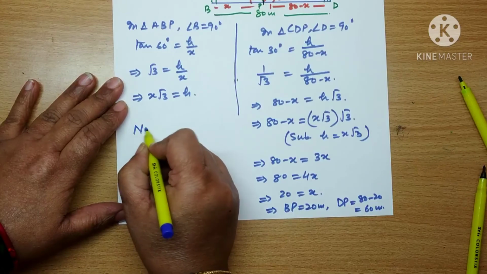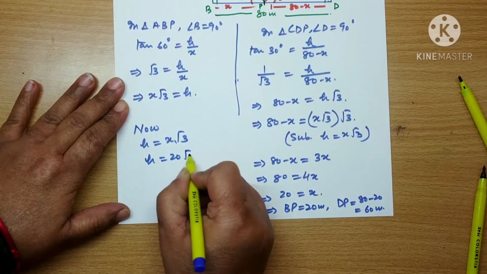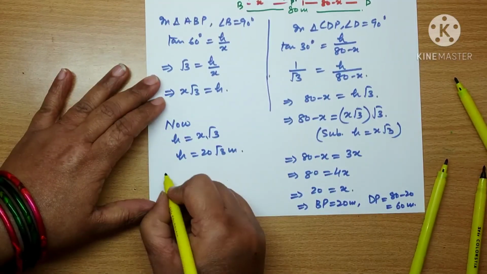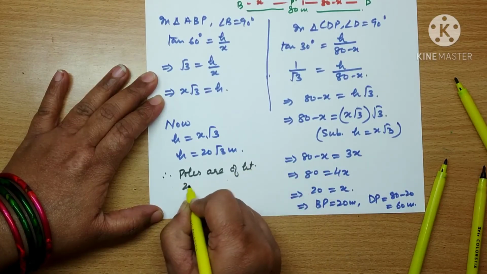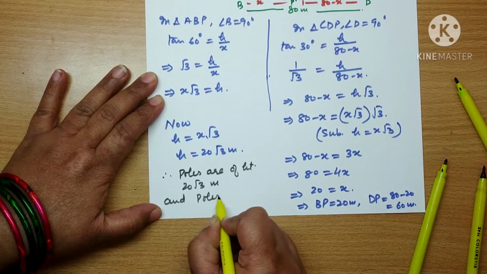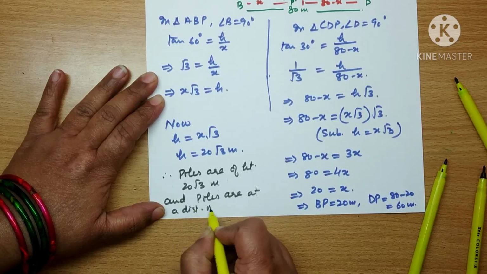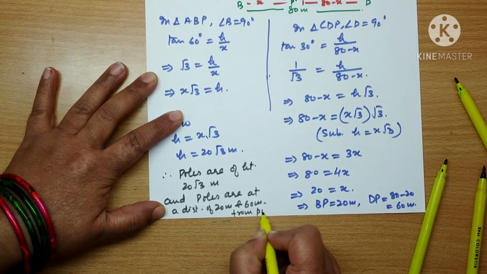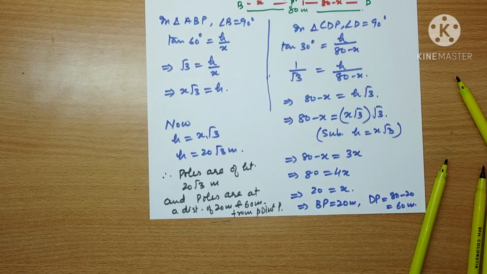Now h is x root 3, so h is 20 root 3 meters. So let us write the answer statement. The poles are of height 20 root 3 meter, and the poles are at a distance of 20 meter and 60 meter from point P. So this was our question number 10.